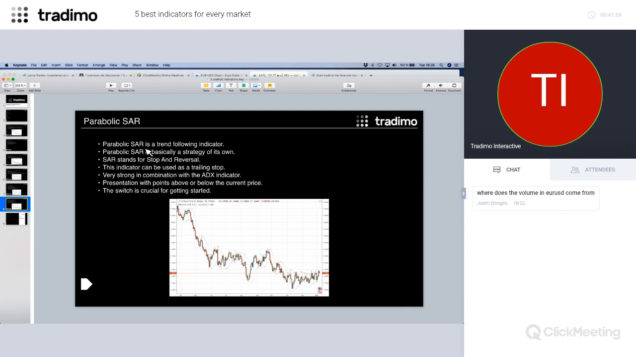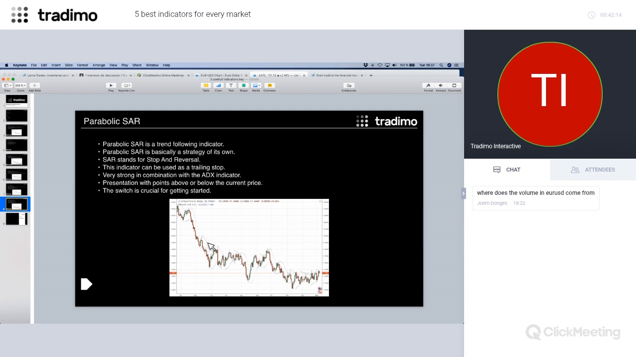So I don't know who was the inventor of the parabolic SAR, but I think it was Larry Williams. Not 100% sure. He also invented the CCI, the commodity channel index, and SAR is stop and reversal. So you can see maybe in this picture not so clear, but I will change to TradingView and you can see it pretty clear.